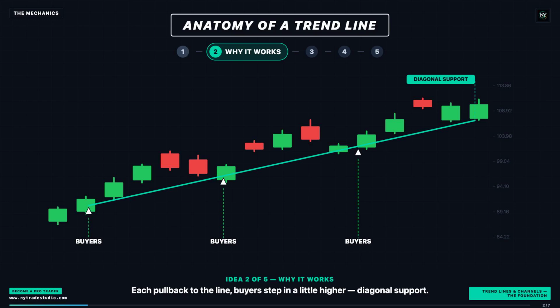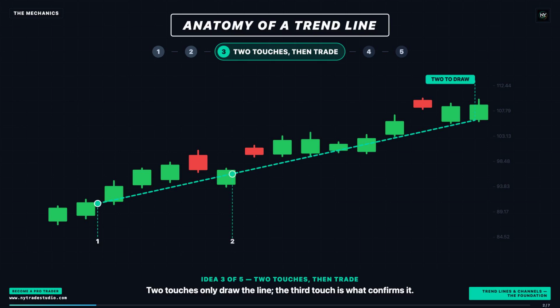In a downtrend it is the mirror image, a diagonal ceiling where sellers step in a little lower each time, capping every bounce. Here is the rule that keeps you honest. It takes 2 touches to draw the line, but you wait for the 3rd touch to trust it. Any 2 points can be connected by a line.